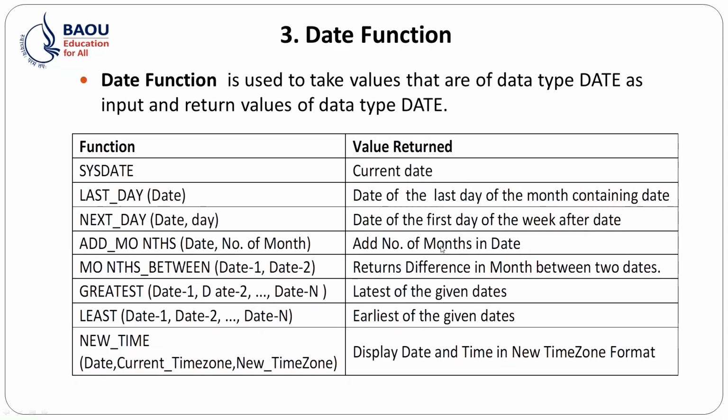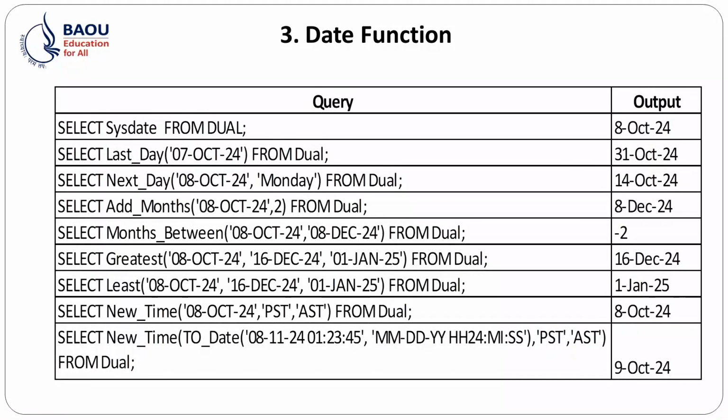The add month is used to add a number of months to the date. The months between returns the difference between these two dates. Greatest is used to display the latest of the given dates. Least displays the earliest of the dates, and new time displays the date in the current time zone converted to a new time zone. See in the example, the following table displays the query with the output.